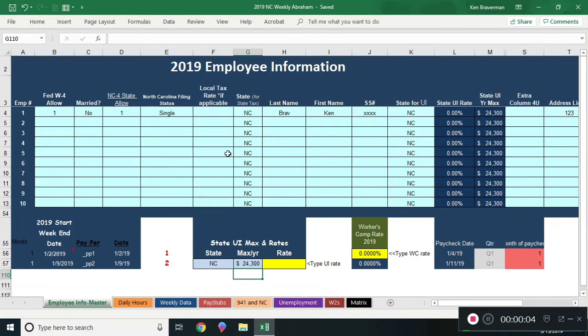How's it going? This is a payroll file for people who have a business in North Carolina and you'd like to figure out how to calculate North Carolina state tax and any other information about North Carolina. We're going to blow through it real quick.